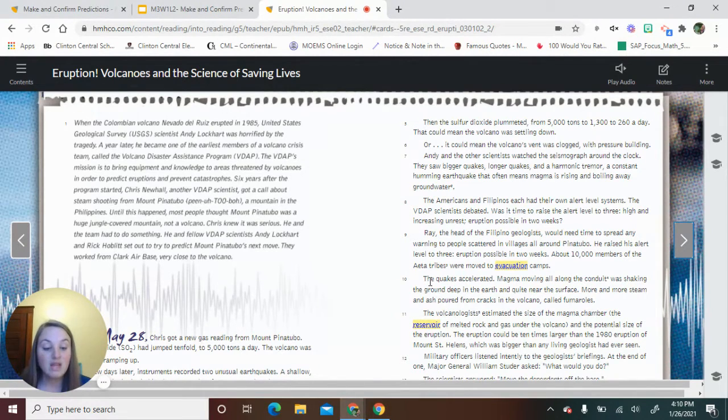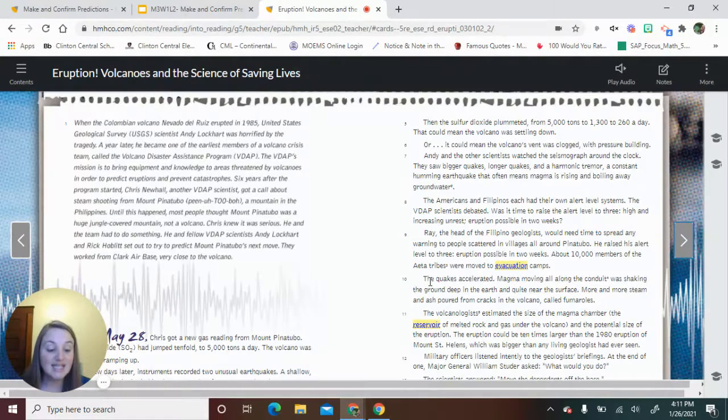Paragraph 10. The quakes accelerated. Magma moving all along the conduit was shaking the ground deep in the earth and quite near the surface. More and more steam and ash poured from cracks in the volcano, called fumaroles. The volcanologists estimated the size of the magma chamber, the reservoir of melted rock and gas under the volcano, and the potential size of the eruption.